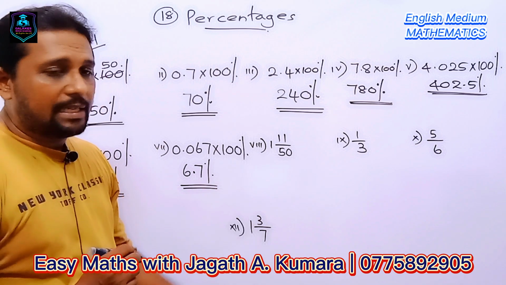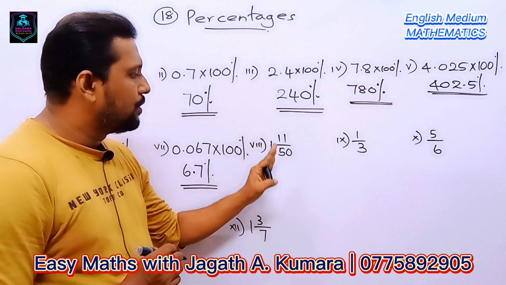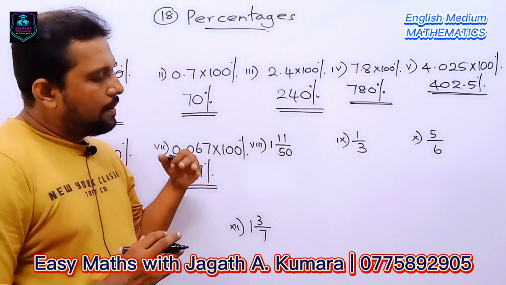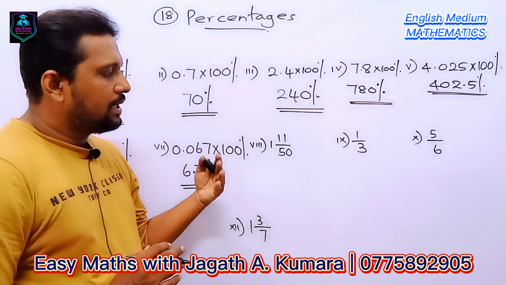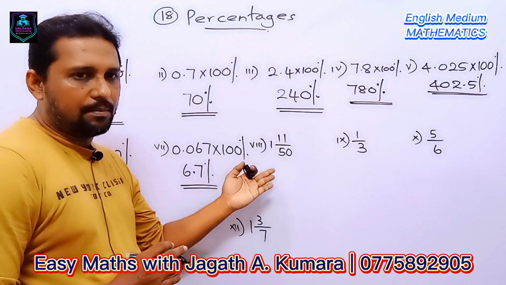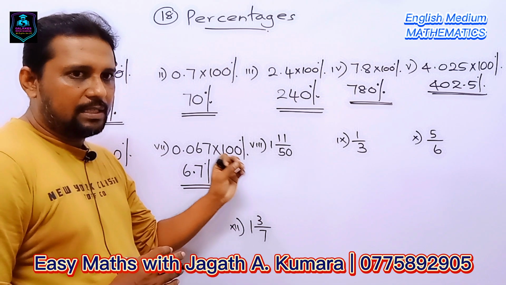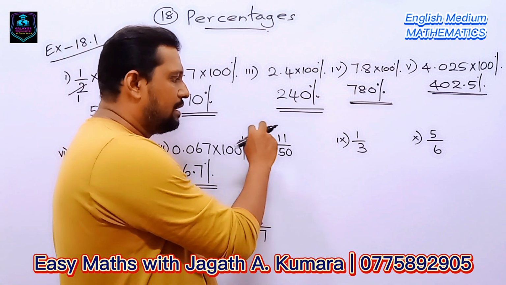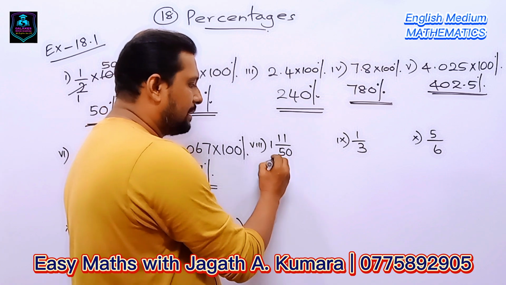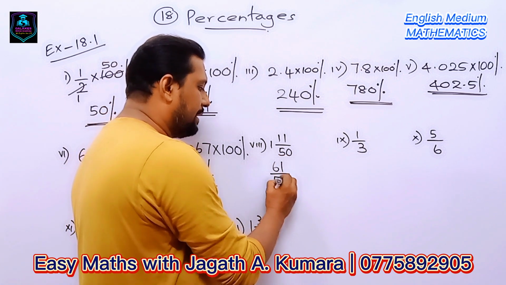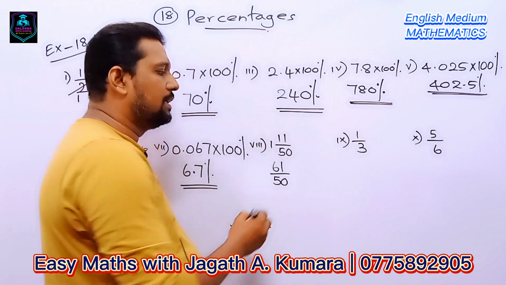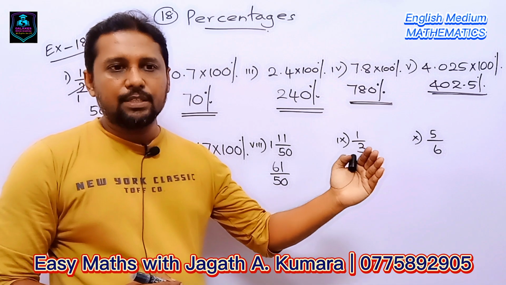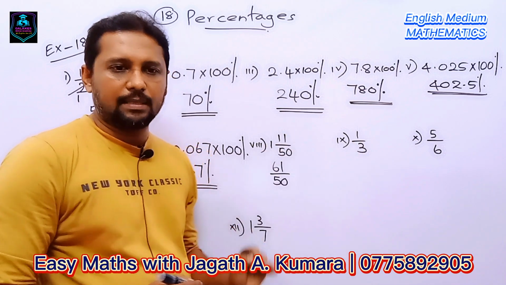Next one, look at number 8. 1 1 over 50. It is a mixed number, no? Before converting this mixed number to a percentage, first you have to convert it into an improper fraction. Right? Then 50 times 1 is 50. 50 plus 11 is 61. 61 over 50. It is the improper fraction of this mixed number. Then this one you have to convert into a percentage. So you have to multiply by 100%.